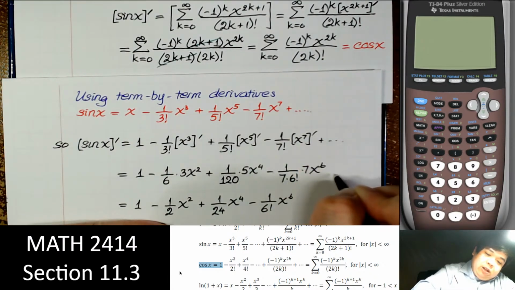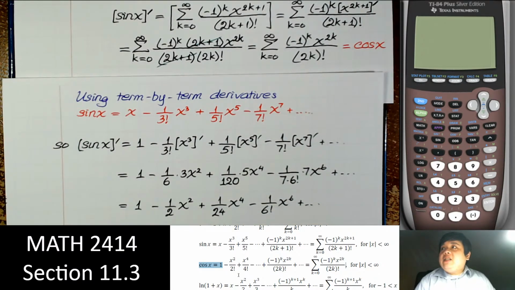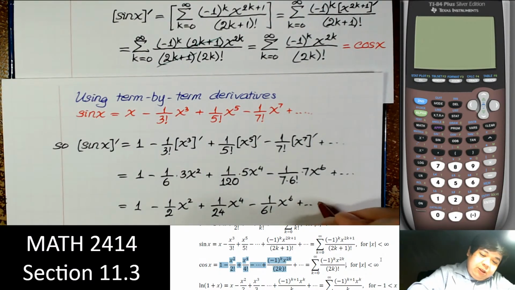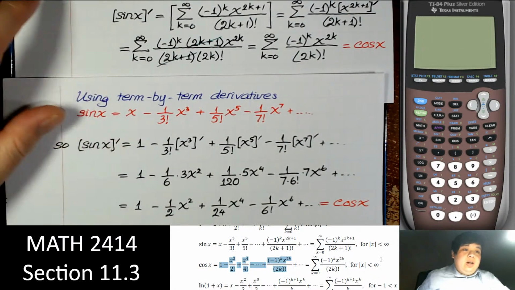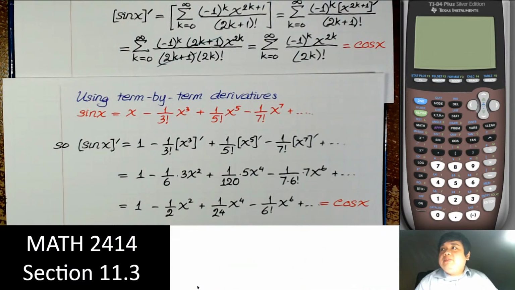Of course, we can keep going. And once again, if we compare to the cosine series over there, that is exactly equal to cosine of x. So we can work term by term and take the derivative.